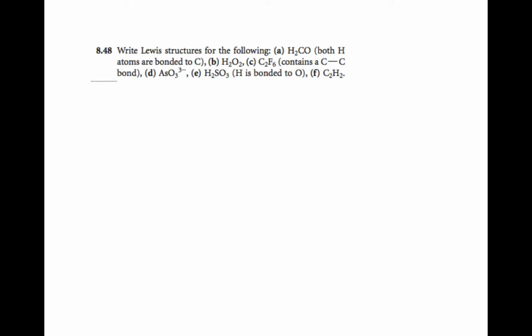All right, 48. Write the Lewis structures for the following. With writing Lewis structures, we follow a set of steps. First step is you have to know how the atoms are connected. That has to be told to you, or you have to deduce it because it's simple. For example, with H2CO, you're told both hydrogen atoms are connected to the C along with the oxygen. So with that said, we're given that.